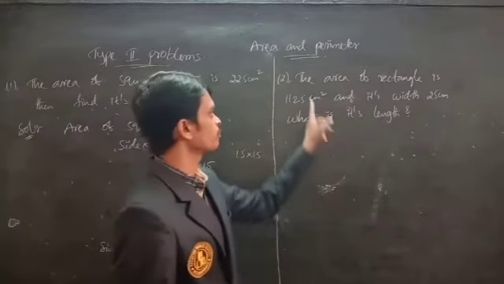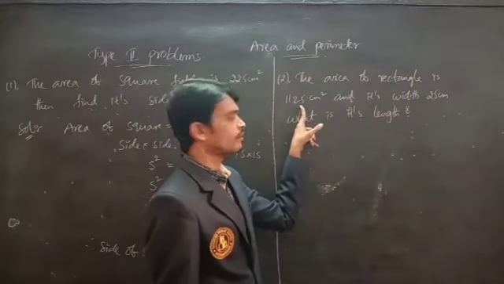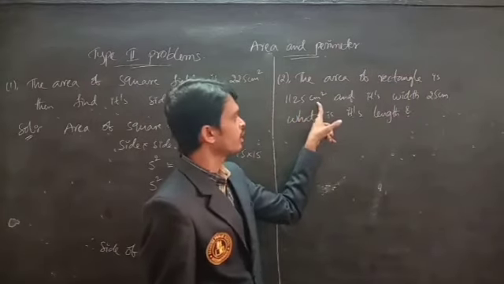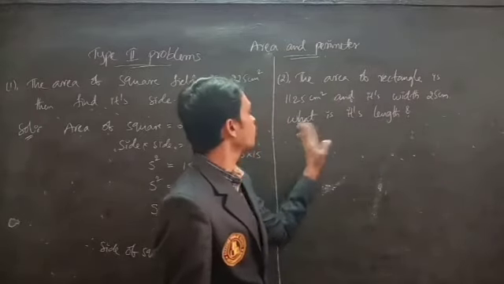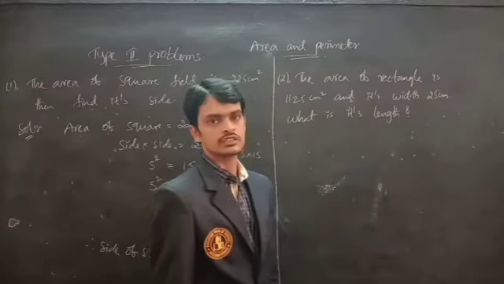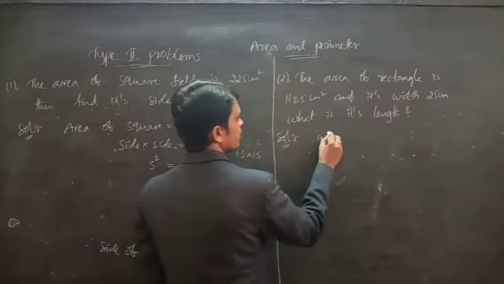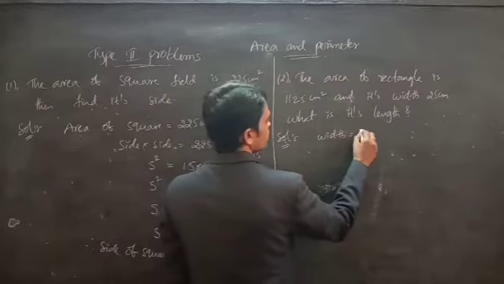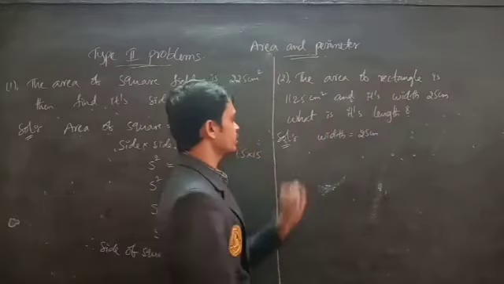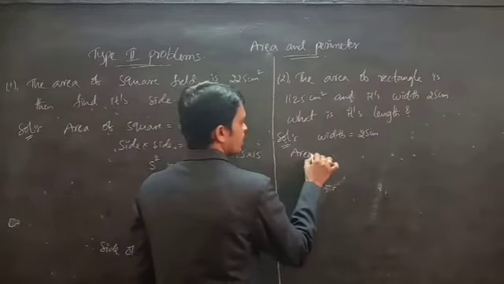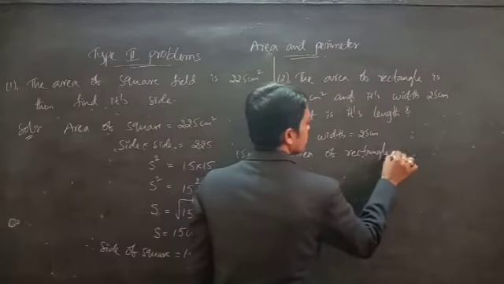Next, second problem. The area of a rectangle is 1125 centimeters square and its width is 25 centimeters, given. Then they are asking what is its length. So here solution: first the given width is 25 centimeters, and as well the given area of the rectangle. So area of rectangle, how much is given?